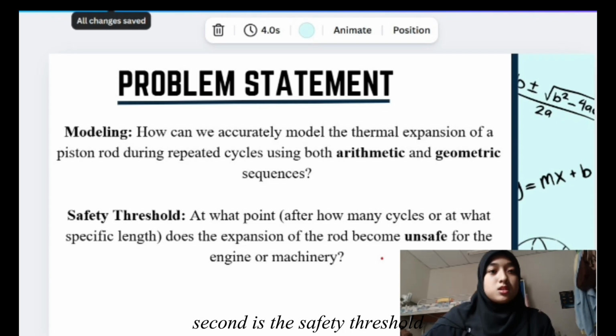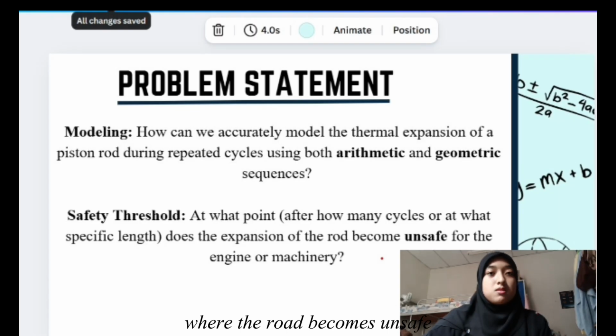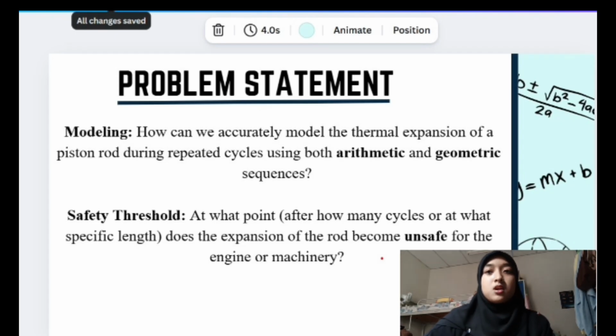Second is the safety threshold. In engineering, precision is life. We need to calculate the exact point, either the number of cycles or the specific length, where the rod becomes unsafe. Our goal is to predict failure before it happens to prevent total engine destruction.